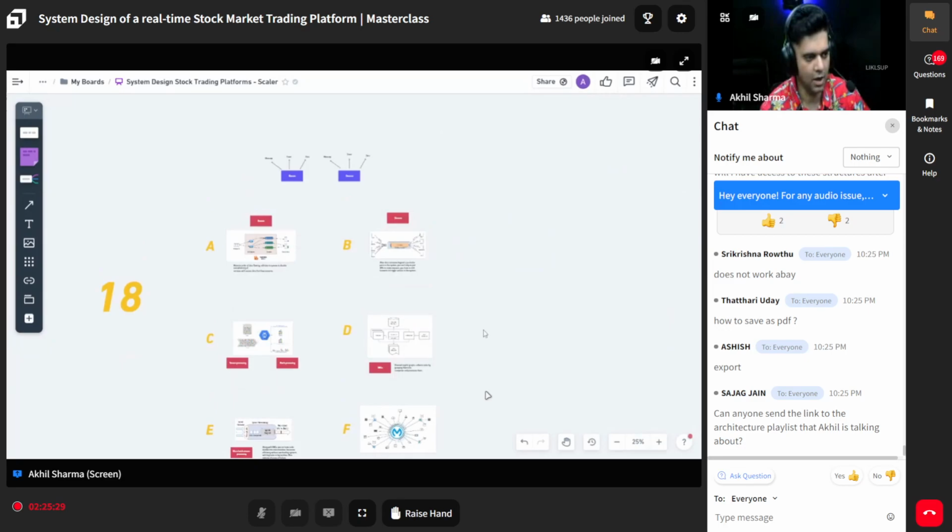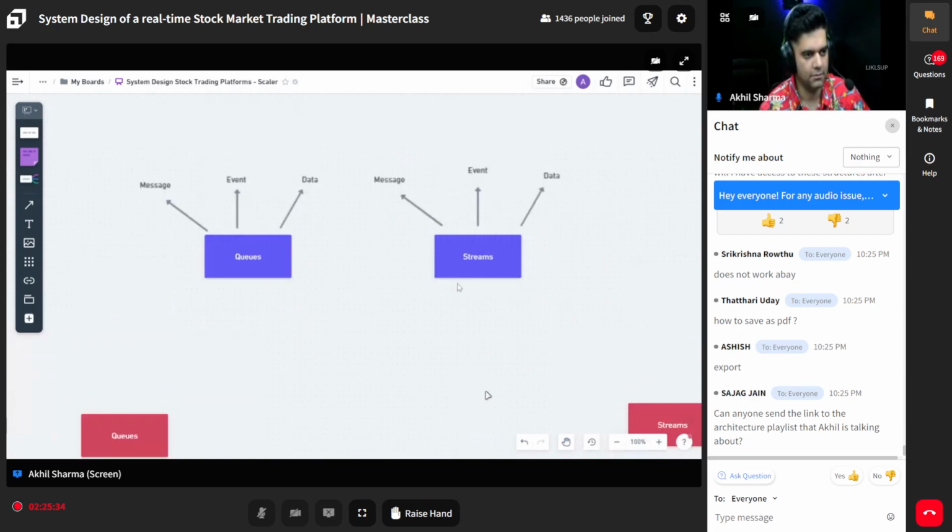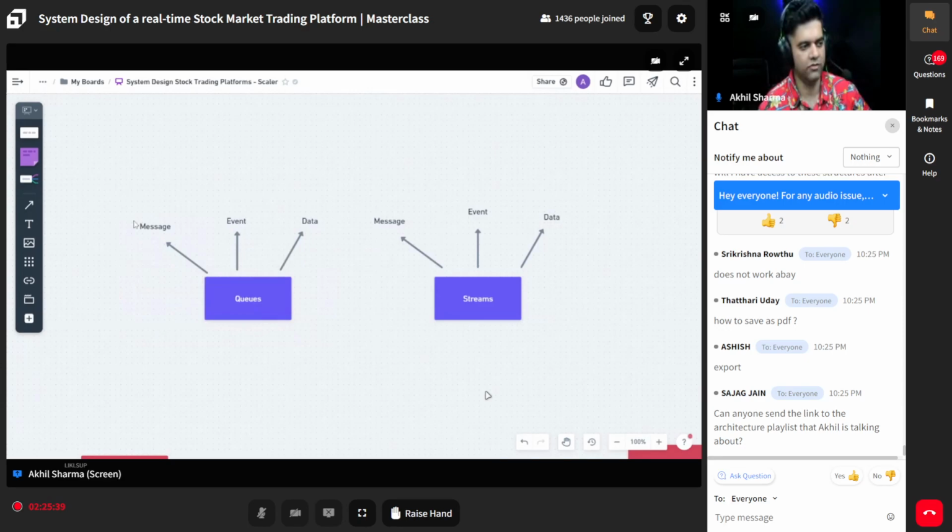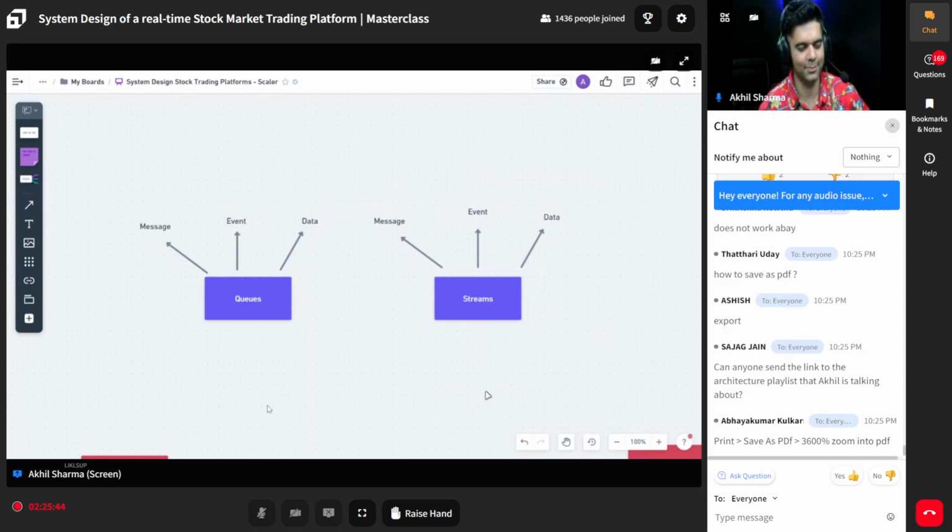Stage 18 is where I show you that the big confusion between queues and streams is that queues can be used for messages, events, and data, and streams can be used for messages, events, and data, right? So this is the problem here. This is where everybody gets confused.